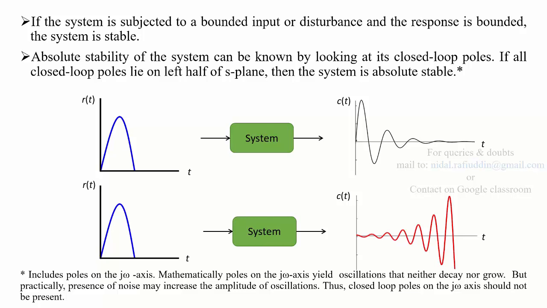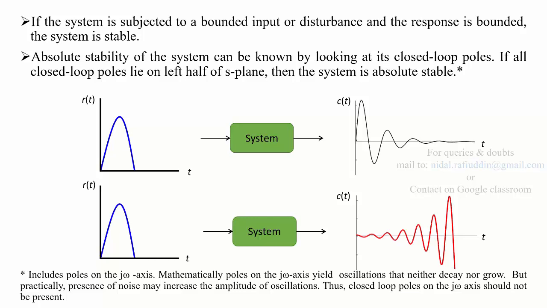So what do we mean by poles lying on the left half of the S-plane? There is a note: it includes poles on the j omega axis. If you have poles lying on the j omega axis, which makes the system critically stable, then mathematically we say that the system is stable because poles on the j omega axis yield oscillations that neither decay nor grow. But practically, I'll talk about the poles that lie on the j omega axis and how the response is yielded.